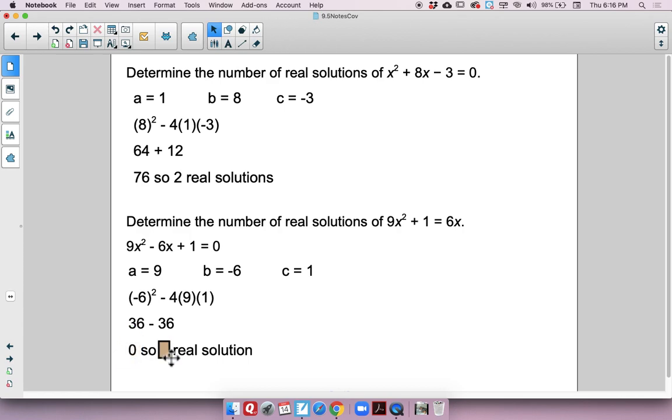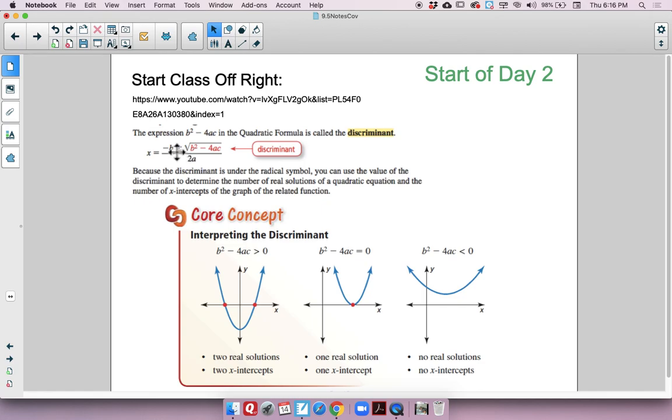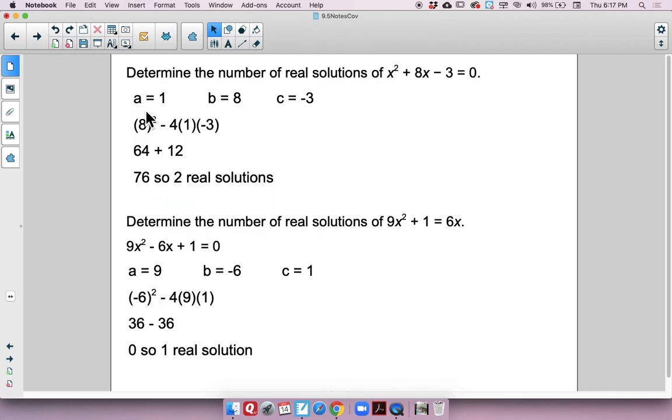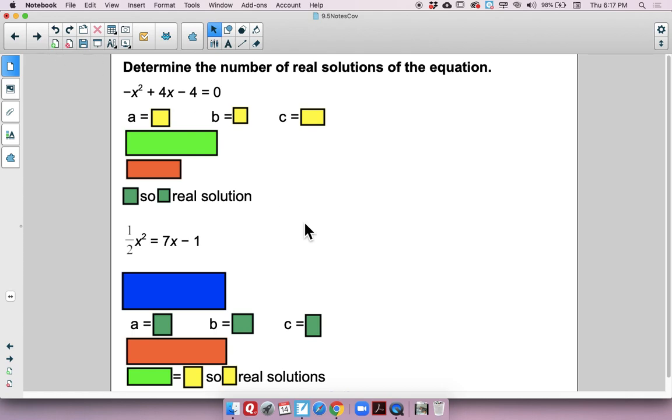So how many real solutions would that mean we have? Just 1. Doesn't mean 0 is the solution. I hope you understand that, because remember, you would still have this negative b plus or minus the 0. So it would still get negative b over 2a. That would be what your solution is. Okay, let's go on. Go ahead and try this next one.